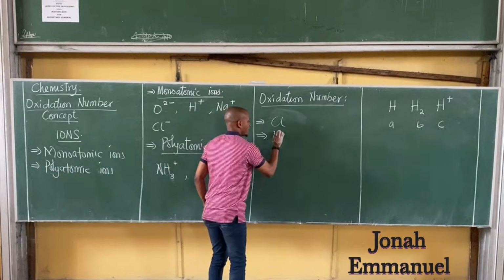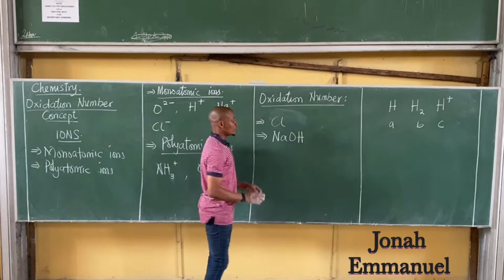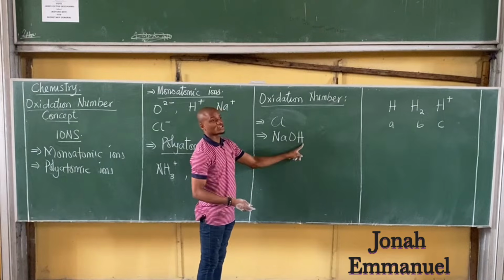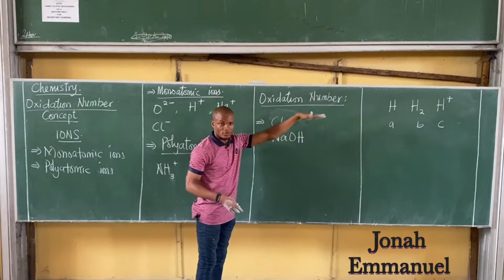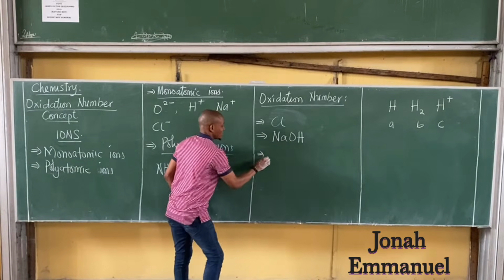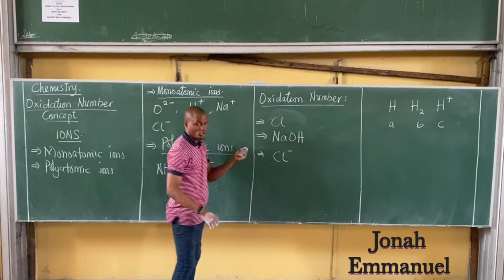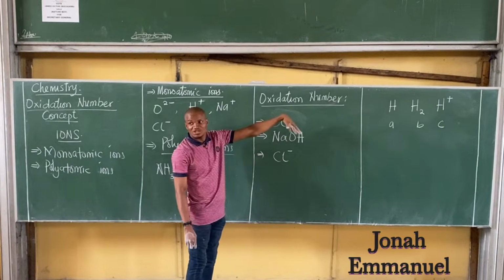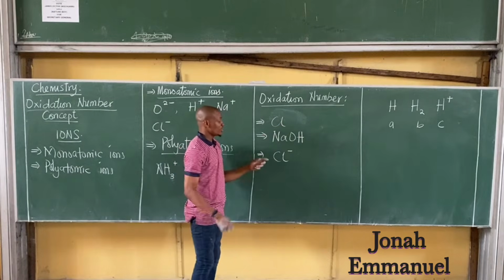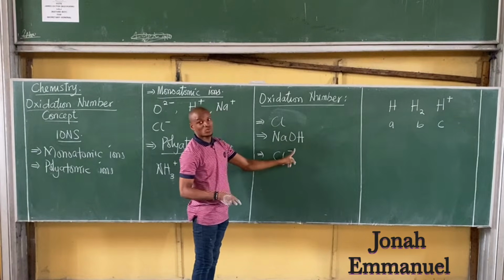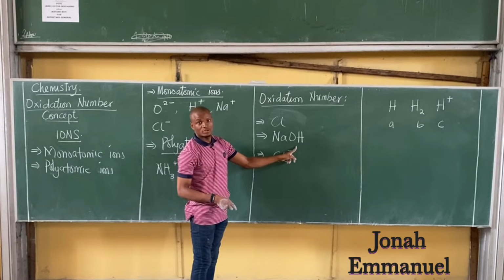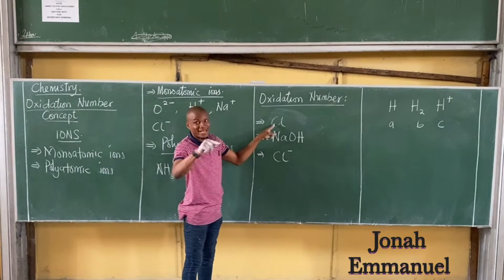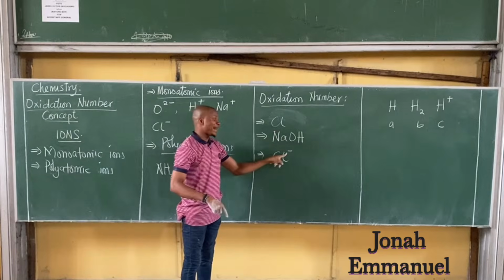If I have NaOH in this case, if I do the sum of the individual elements, that's sodium, oxygen, and hydrogen, if I sum them up, it's equal to 0. That's rule 2. Rule 3 says that the oxidation number of a monoatomic ion is equal to the charge of the ion. Hence, the oxidation number of chlorine ion becomes -1. The charge here is -1. Get this right, please. The oxidation number of chlorine is 0. The oxidation number of chlorine ion is -1.